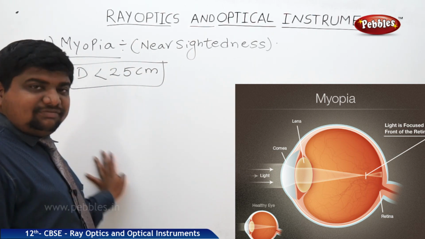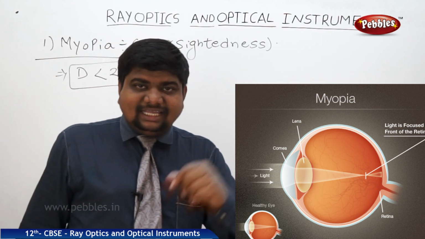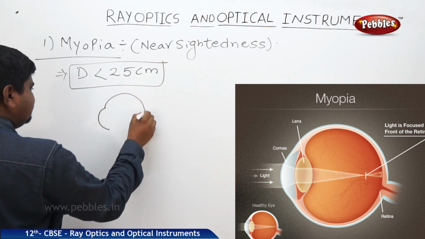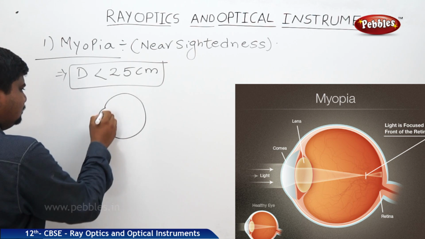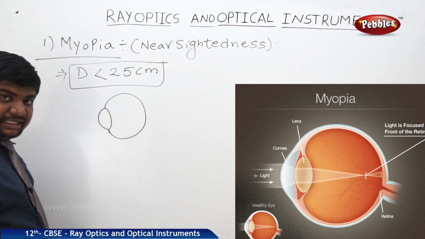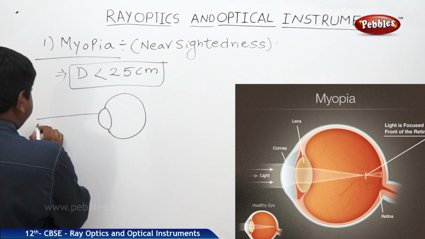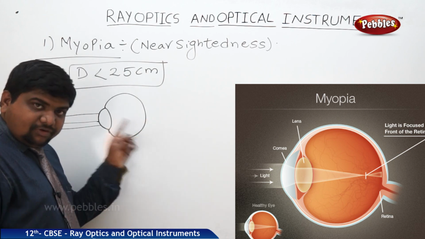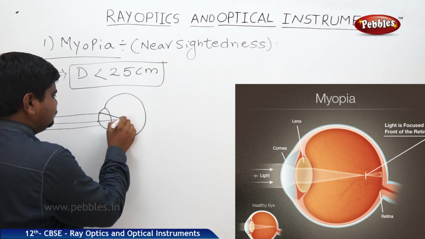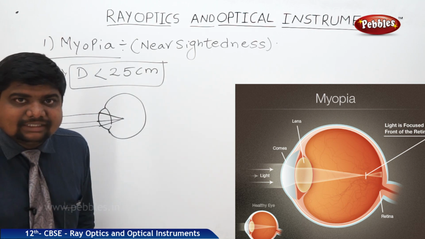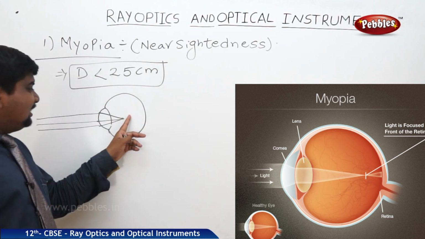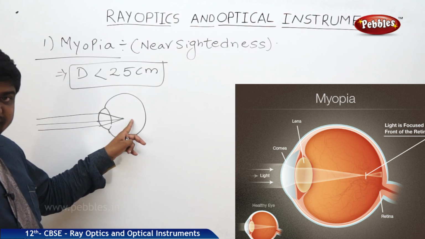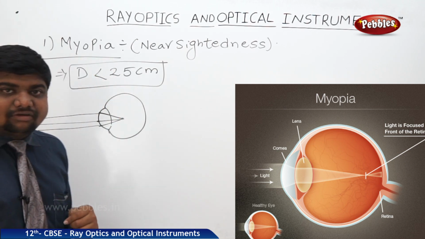So what is the reason for this? There is a problem in his eye lens. What is that problem? Suppose this is the eye lens, just to draw, and it acts like a convex lens. Suppose light rays are coming from different objects or at different positions, these light rays are converging just before the retina, in front of the retina. So where the light rays are converging in front of the retina, this is advanced converging. This advanced converging leads to an eye defect called myopia.